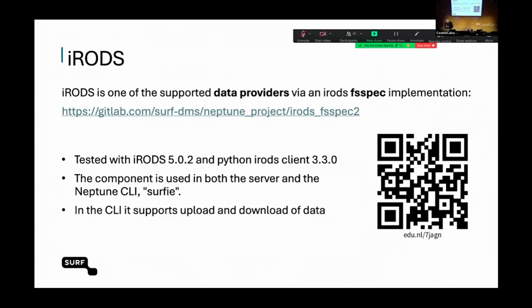So iRODS. iRODS is one of what I call data providers in the system. We have used the FSSpec library, which is a Python community-based open source project, to connect iRODS. There already existed an implementation of the filesystem specification, FSSpec, in Python, but it was old and not working with the latest version of iRODS and the Python iRODS client. So we have refreshed it, called it FSSpec 2, and it is available online, open source. If you are curious, you can look at it, and the same for the source code. We have tested with iRODS 5.0.2 and Python iRODS Client 3.3.0. We use this in both the server and the client. On the client side, it is used for upload and download of data, while on the server, it streams data from iRODS to somewhere else or from somewhere else to iRODS.